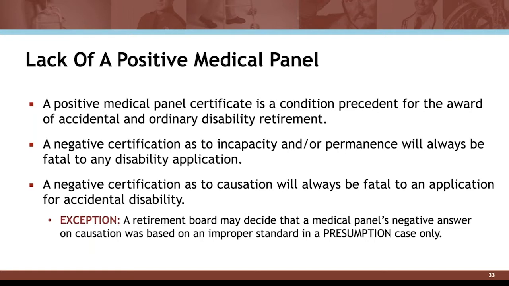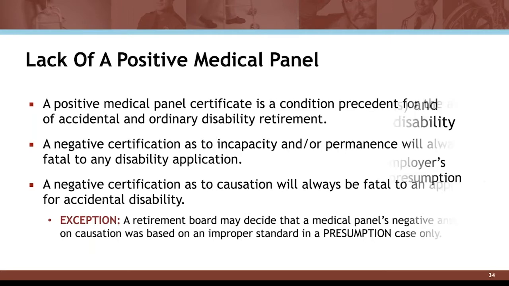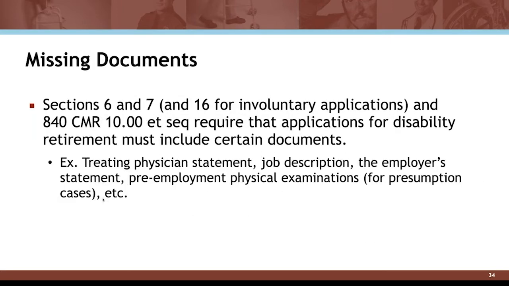There is an exception though. A retirement board may decide that a medical panel's negative answer on causation was based on an improper standard in a presumption case only. Okay, that's the only time, and it's very limited. An example of when the medical panel may have used an erroneous standard is if the medical panel attributes the presumption to other factors that aren't really factors. But again, that doesn't happen often.